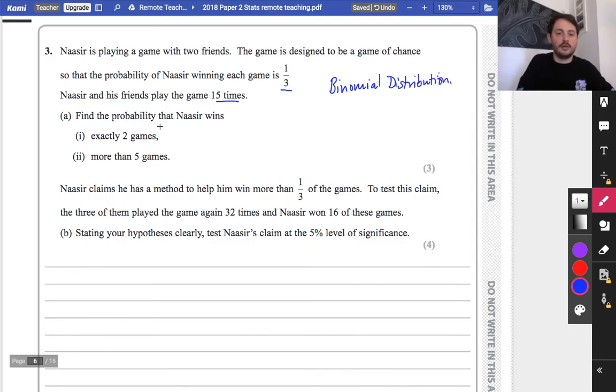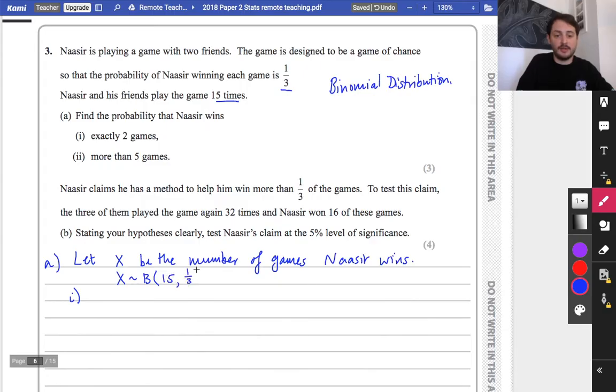Okay. So we're going to do this here. Let's figure some of these bits out. So first of all, I always like to write down the test statistic. Let x be the number of games that Nasir wins. And for part 1, we're going to try and find out what's the probability he wins exactly 2 games. Well, x is going to be distributed binomially. He is playing the game 15 times and the probability is 1/3. So we want to say, what is the probability that x is equal to 2?